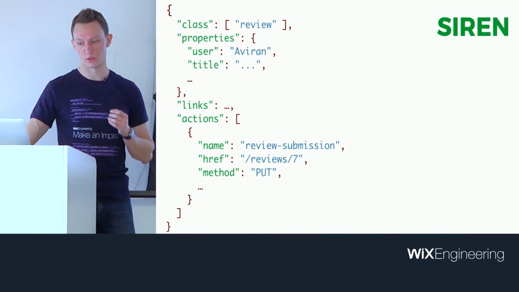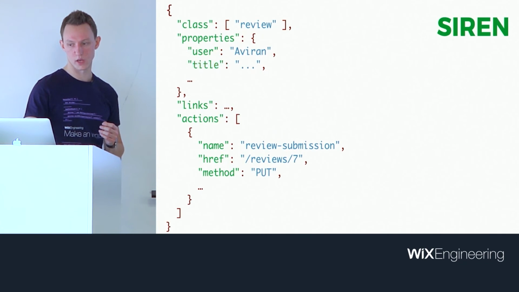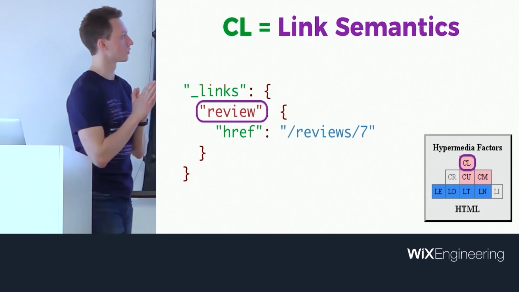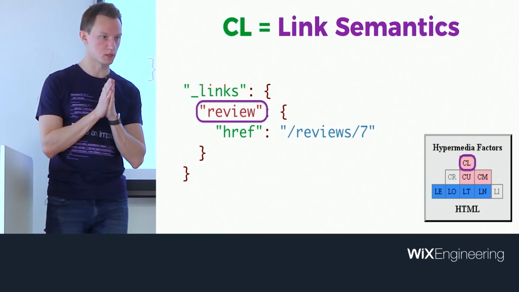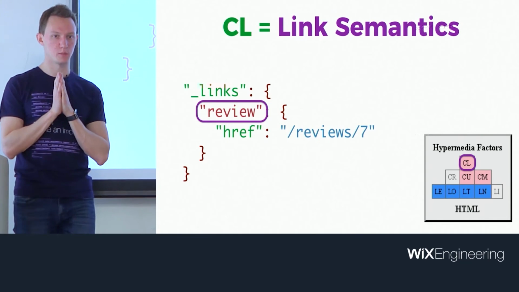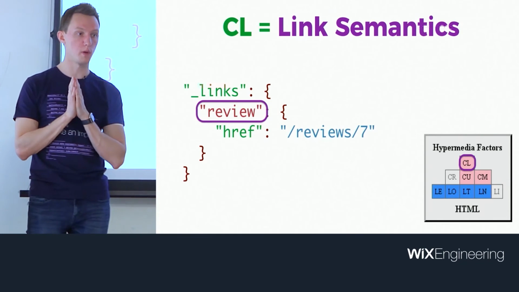Now, this is another example using SIREN. We have looked into this also. I can maybe talk a little bit about link semantics. So when we create a link, as I have told you before, it must be globally unique.